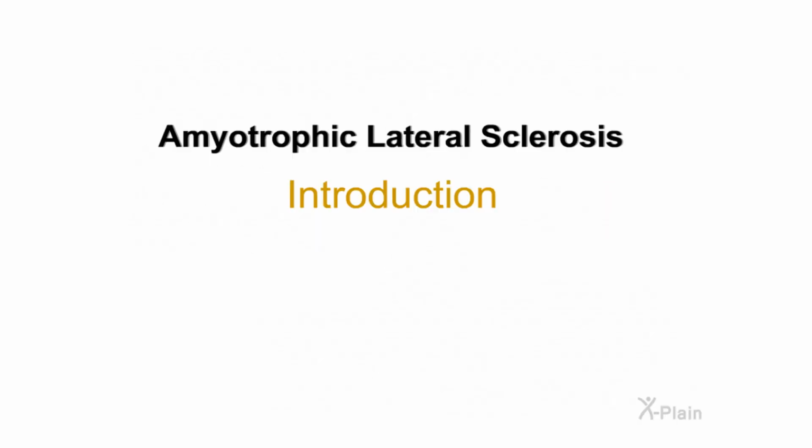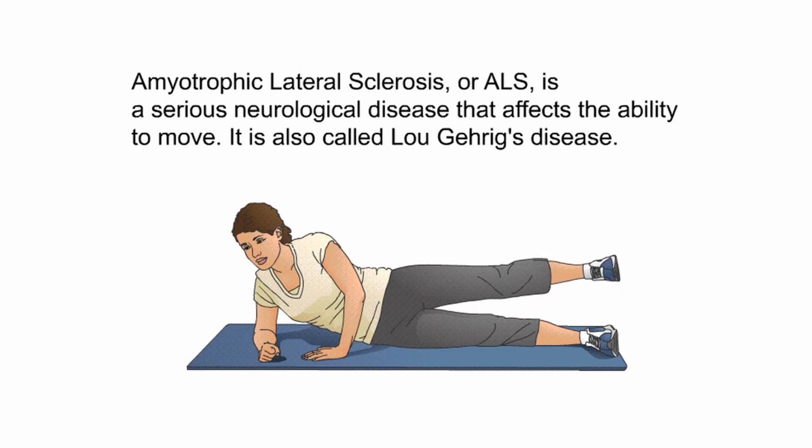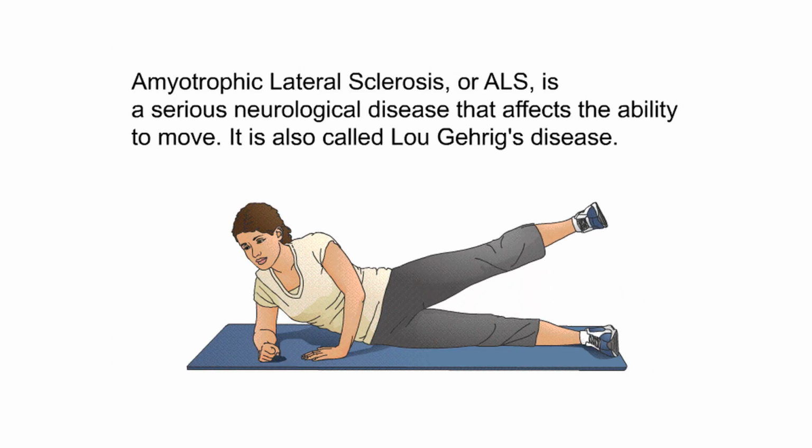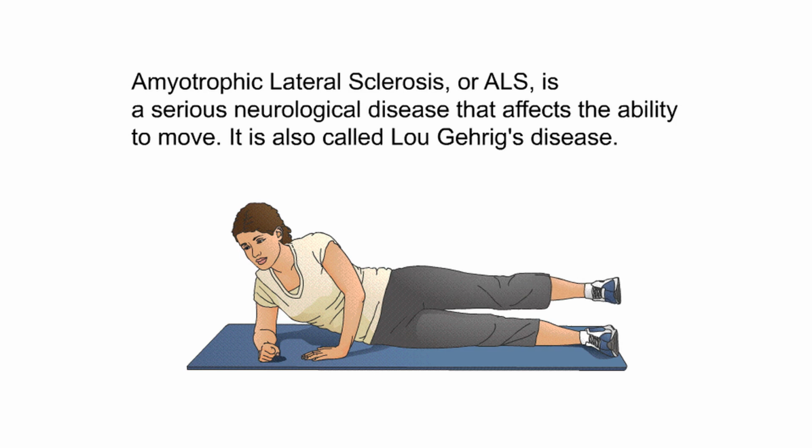Amyotrophic Lateral Sclerosis, Introduction. Amyotrophic lateral sclerosis, or ALS, is a serious neurological disease that affects the ability to move. It is also called Lou Gehrig's disease.